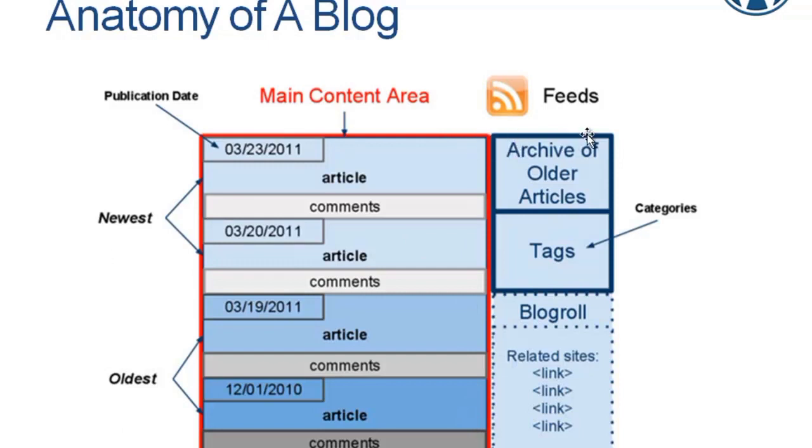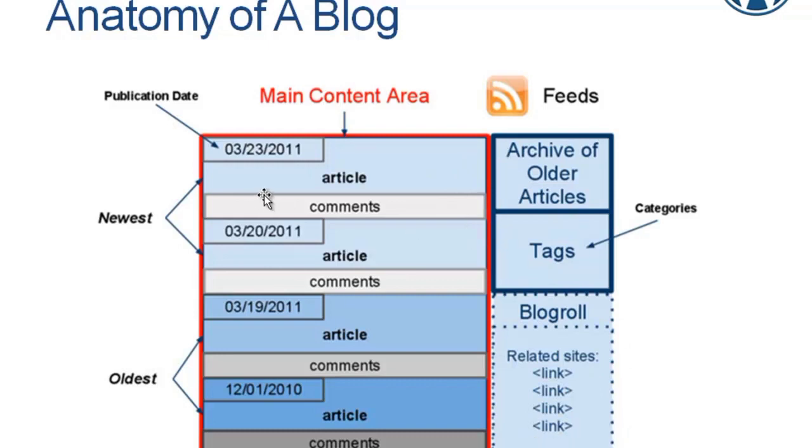The reason for that usually is because, at least in the English language, we read left to right, so the main content has the more important information, and the right sidebar is more for things like archives and stuff like that. So I'll go over these columns really quick.